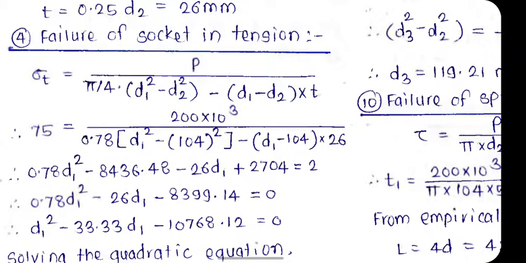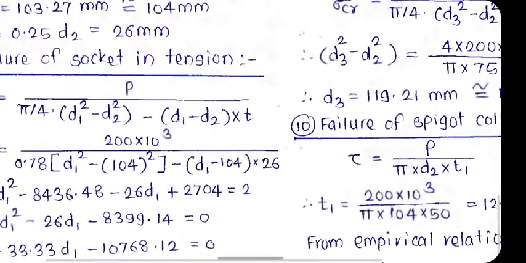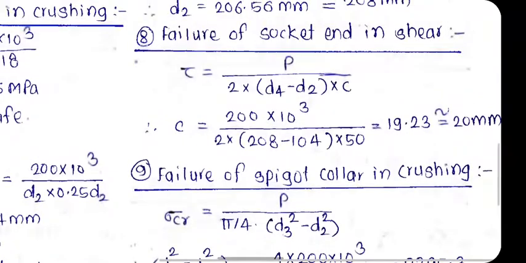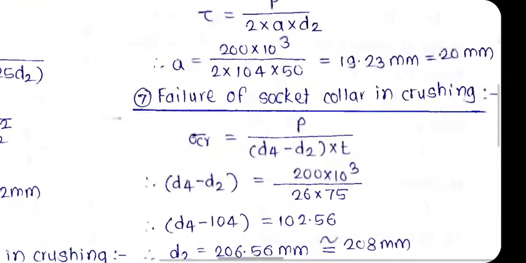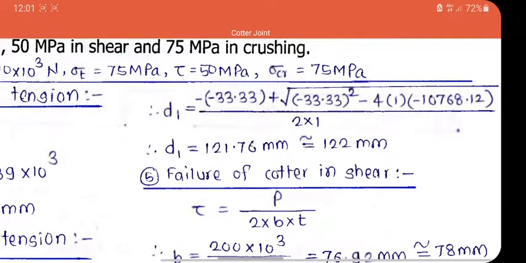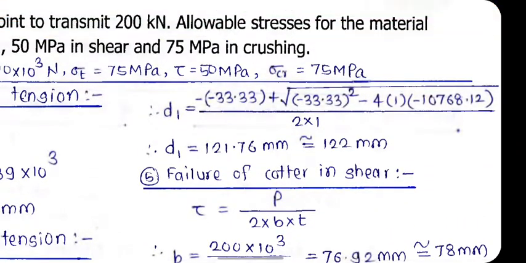So solve this quadratic equation by using the formula, that is x is equal to minus b plus minus under root of b square minus 4ac, divided by 2a. You will get the value of diameter. Okay. So here the solution of quadratic equation, that is equated for d1. So d1 is equal to minus b, as the value of b is already minus, so minus minus will become plus, plus under root of b square minus 4ac.